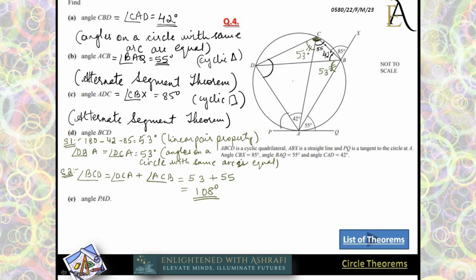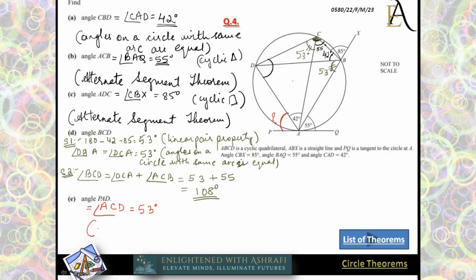This is what we have to find out. Let me change the color so it becomes easy for us. PAD, this is what we have to find out. So we can again see over here, this is a triangle alternate segment theorem. So this also becomes 55. So this is equal to angle ACD, which is equal to 53 degrees. Sorry, I went into temperature.